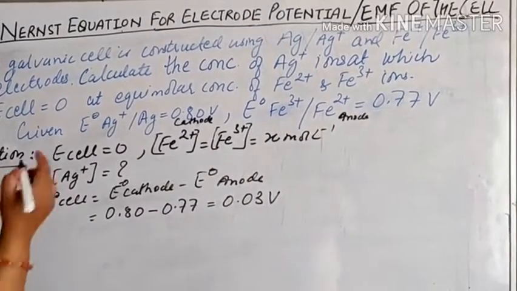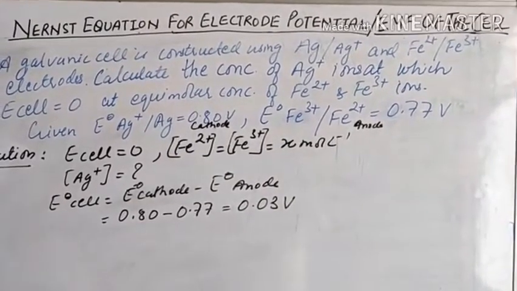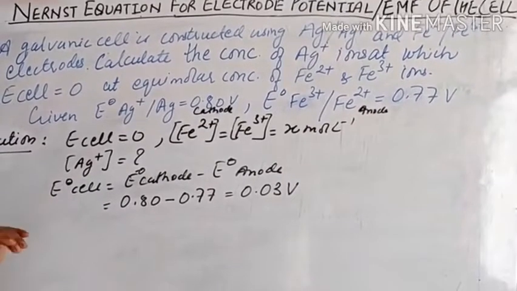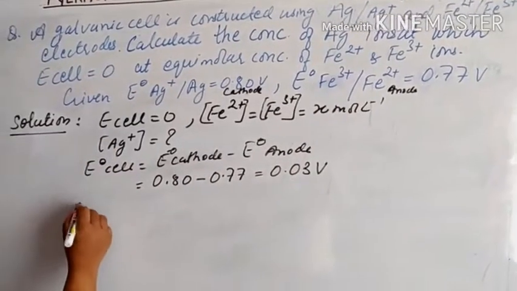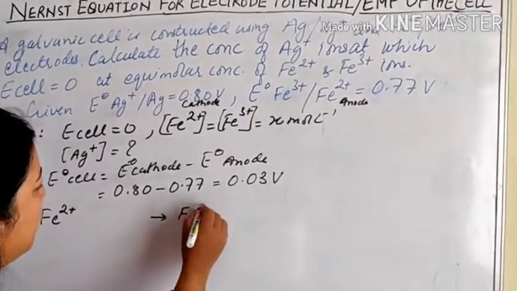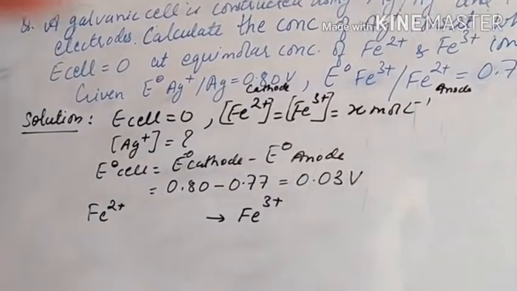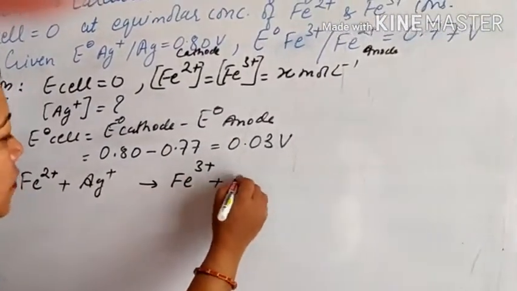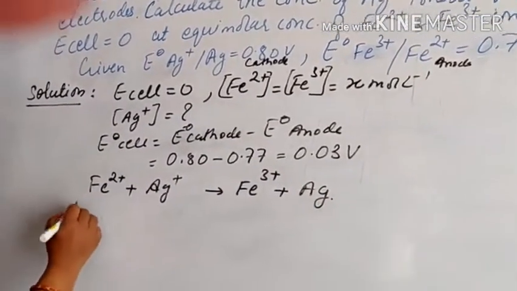Now applying the Nernst equation. Before we apply it, let's write the complete cell reaction for this galvanic cell. Since in this question iron acts as anode, Fe2+ ions are oxidized to give Fe3+ ions. So the equation can be written like this. Whereas silver ions are reduced, therefore Ag+ changes into Ag. Now we can easily apply the Nernst equation.